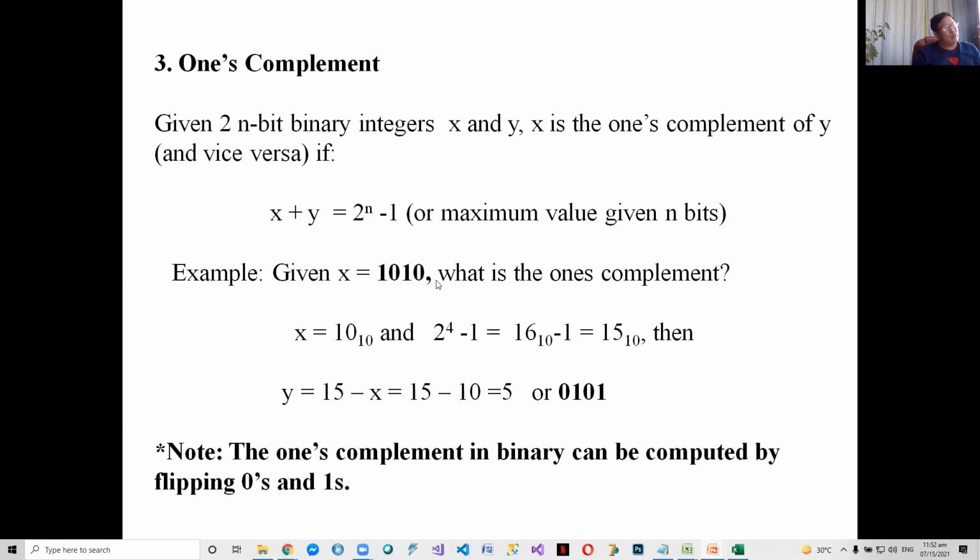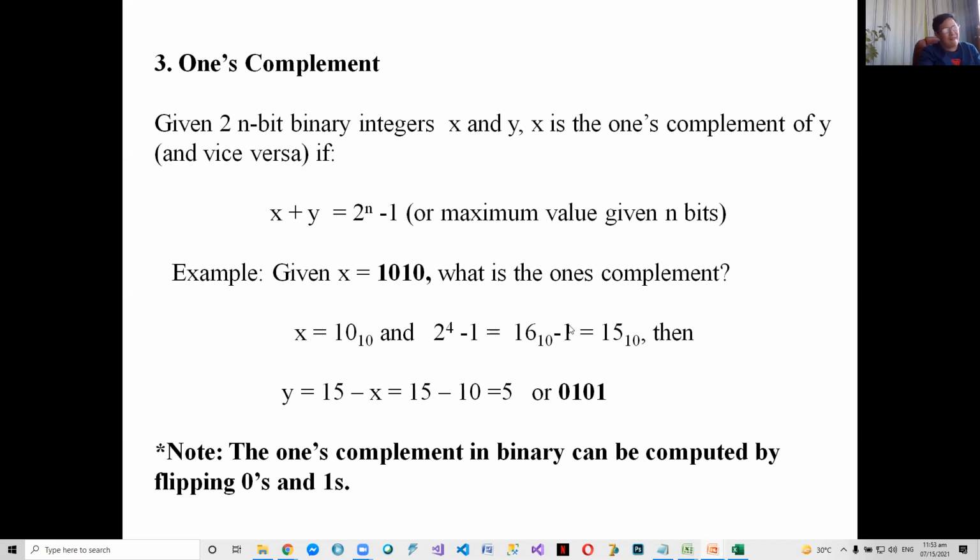What we do is we get the next power of 2 after 10. What is the next power of 2 after 10? 16. Diba? 1, 2, 4, 8. Pagkatapos ng 8 is 16, right? 10 is between 8 and 16. So the next power of 2 after 10 is 16. So 16 minus 1 is 15. Do you follow?